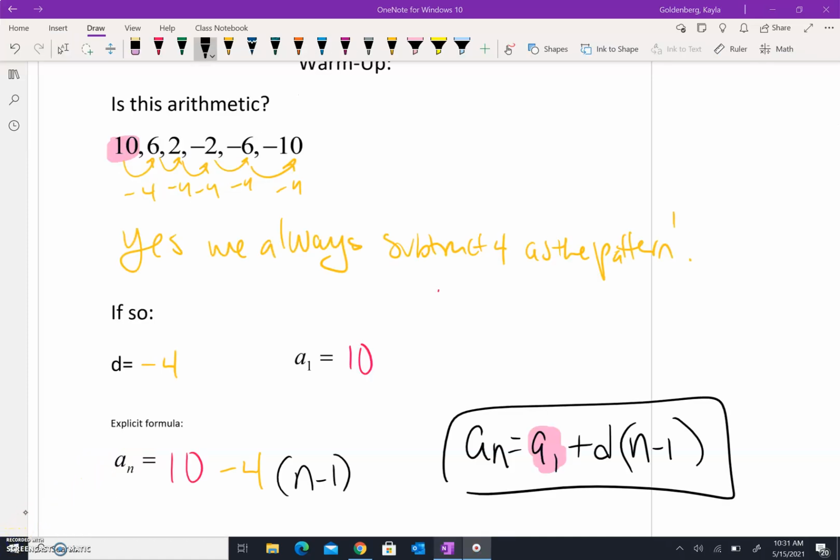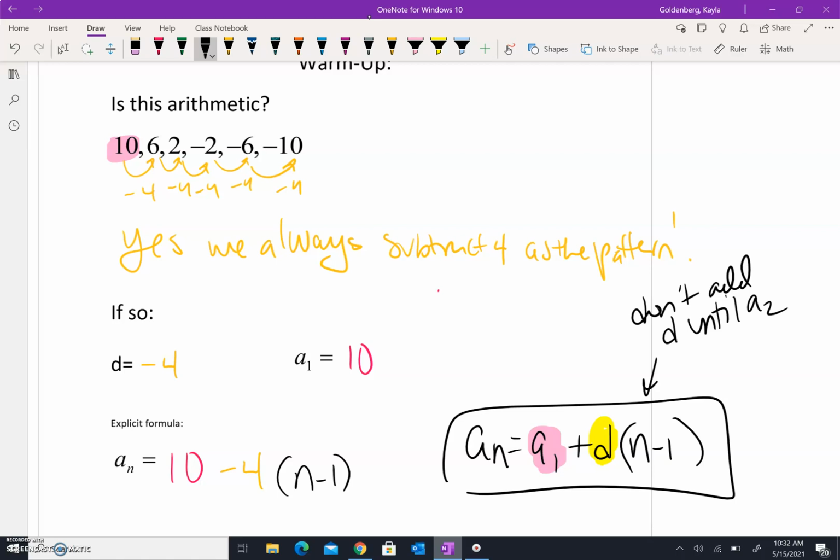Okay, so using our formula, remember the formula has the first term plus the common difference times n minus 1. Remember that n minus 1 is really important because we don't add the difference until we get to term 2. Otherwise, if you just have n there, it's going to start adding the common difference to the first term, right? Which we don't want to happen.